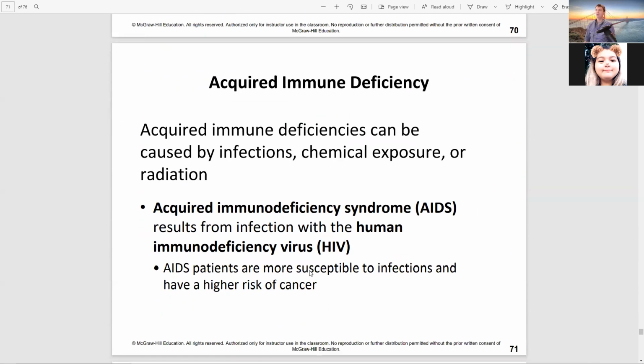Acquired immune deficiencies can be caused by infections, chemical exposure, or radiation. Acquired immunodeficiency syndrome, or AIDS, results from infection with the human immunodeficiency virus, or HIV. AIDS patients are more susceptible to infections and have a higher risk of cancer.